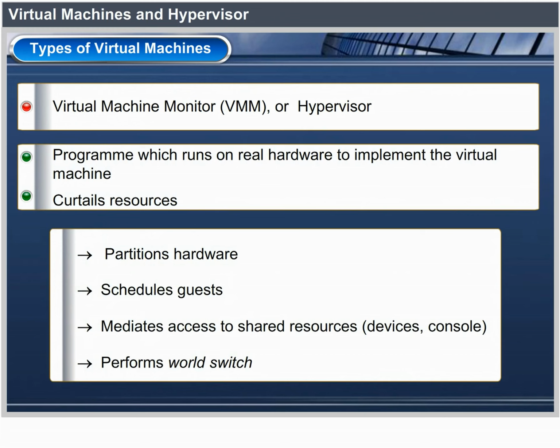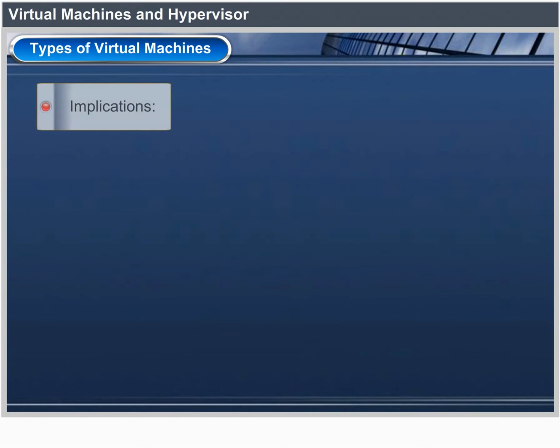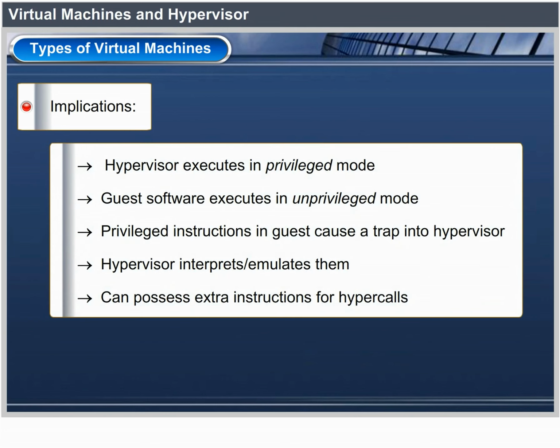Implications. The hypervisor executes in privileged mode. Guest software executes in unprivileged mode. Privileged instructions in guest cause a trap into the hypervisor. The hypervisor interprets and emulates them. It can have extra instructions for hypercalls, which are invocations of hypervisor APIs that are not machine instructions.